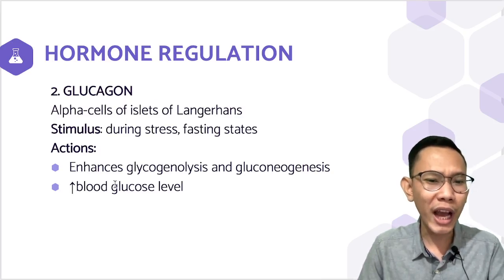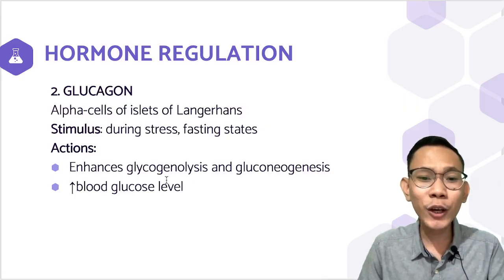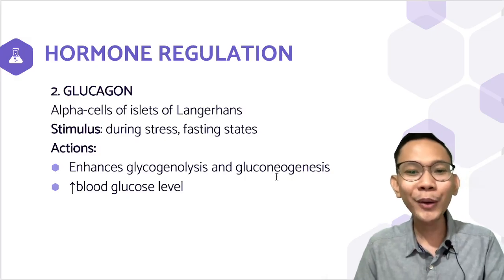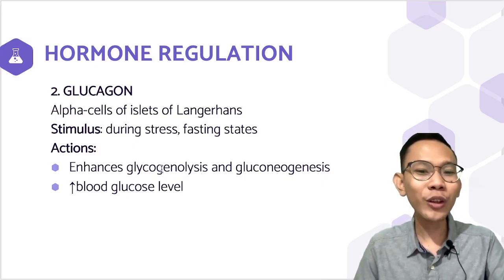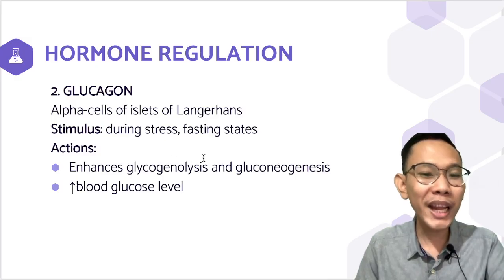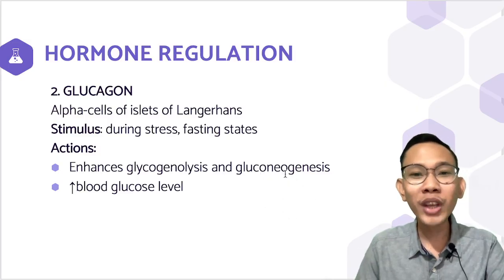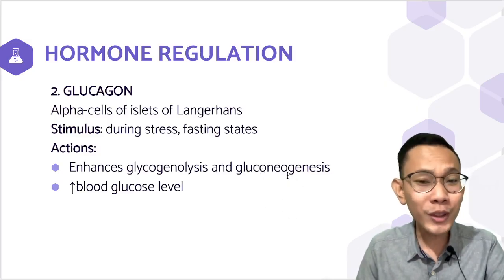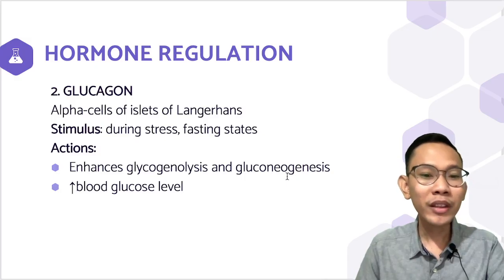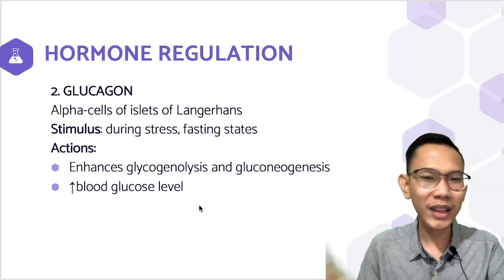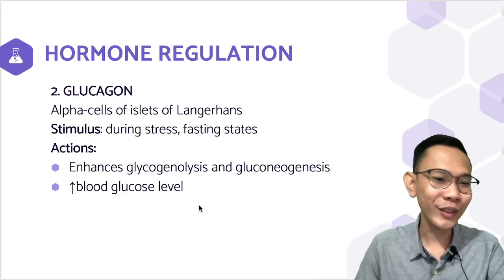So, therefore, your glucagon action enhances your glycogenolysis and your gluconeogenesis. Kasi glycogenolysis, it will cause breakdown of your glycogen, forming now your glucose. Gluconeogenesis, formation of glucose from a non-carbohydrate source. Therefore, the end product is increased blood glucose level. That's a basic discussion on that. Very good.